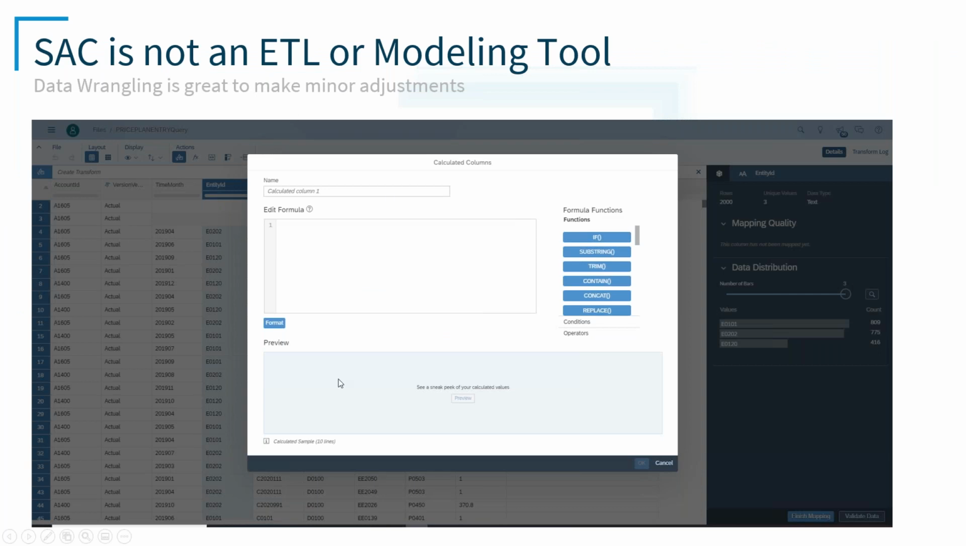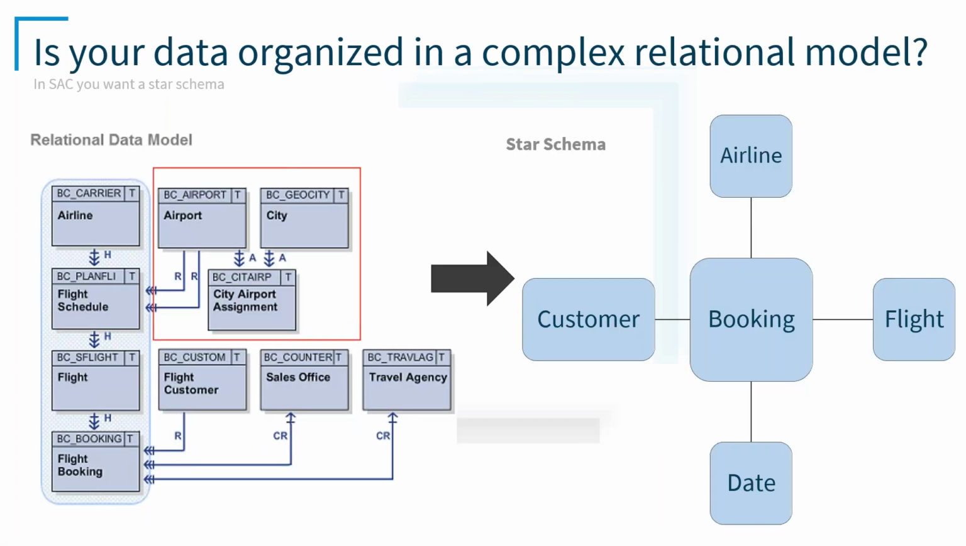Okay, it's great to make minor adjustments to bring in your data, but if you have a relational model in the back, it's going to be tough to manage. And that's what we mean by relational model. So this is the flight model database that SAP provides in most systems today. So I've got different things here. So you actually want to get a star schema that has some ideas. So your date of booking, customer, the flight that was booked, the airline.